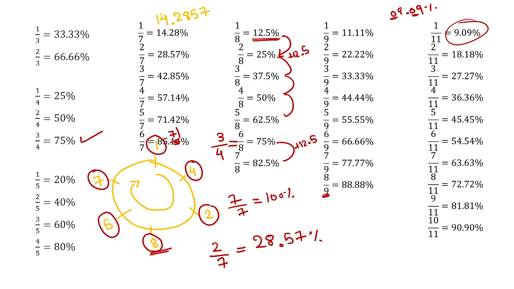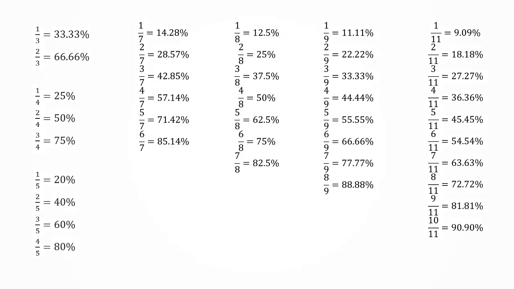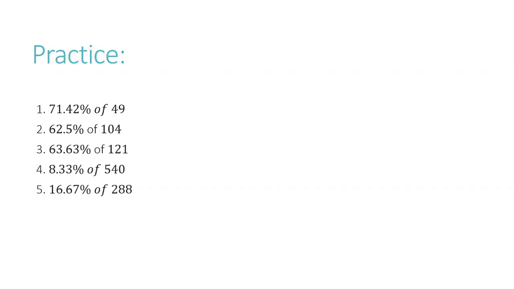But before that, whatever you have learned, you should apply it too. Let's learn this. Let's practice this question. The first one, 71.42% of 49. The very first question: what is 71.42% in terms of a fraction? Have you seen 7142 somewhere? 7142.